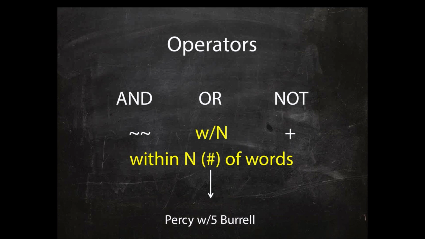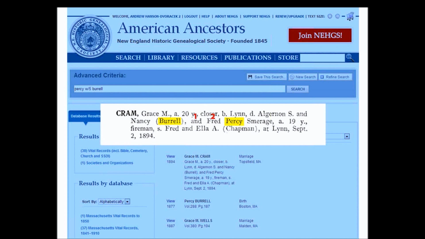So the second is w/n, where we replace n with a number, and that stands for within n words. Let's go back to one of our searches that we did in our first part for Percy Burrell. If I were to replace the search for just Percy Burrell with Percy W5 Burrell, the return for Grace Crom's marriage record is still going to appear, because it doesn't refer to order. As you can see, Percy is found after Burrell. It's a maiden name and somebody's first name or middle name, and there are only two words between them, so we're well within the 5 words that we're looking for.